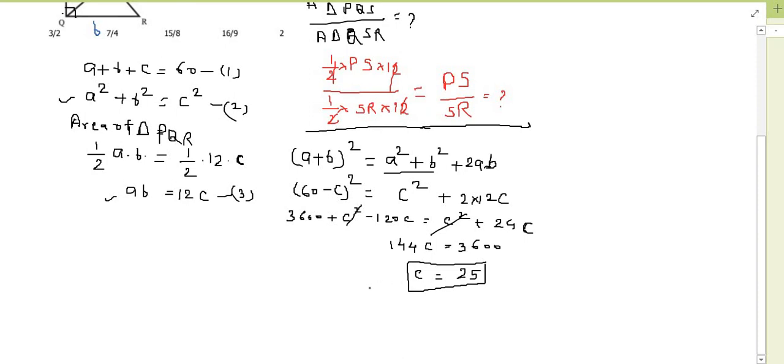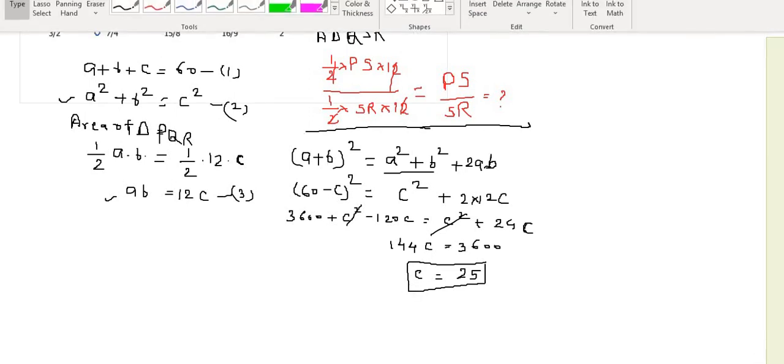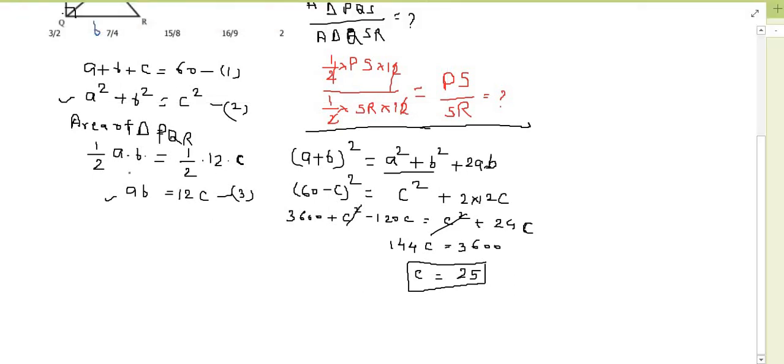So how do we get the rest of the values a and b? We can substitute in the last equation. Exactly. So you have equations already in place. You can simply substitute. If you look at equation 3, your ab is equal to 12c, which is 12 into 25, or 300. Similarly, in equation 1, a plus b plus c, so a plus b and your c is 25 is equal to 60. So from here you get a plus b is equal to 35.